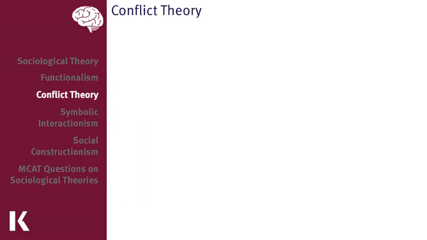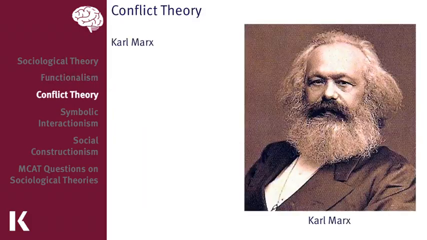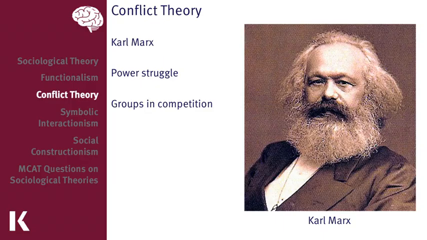The second social theory to know for the MCAT is conflict theory, which is derived from the works of Karl Marx, who you've probably heard of. The focus of conflict theory is power. Marx believed society was fragmented into groups, and the struggle each group has for power and the ability to control and coerce other groups drives society's direction. The group with the greatest political, economic, and social resources maintains social order.